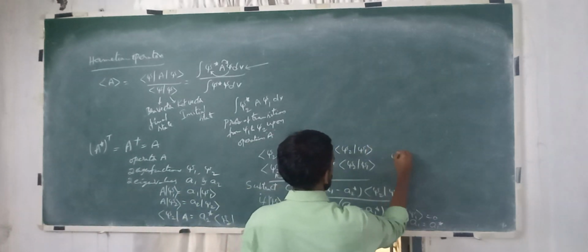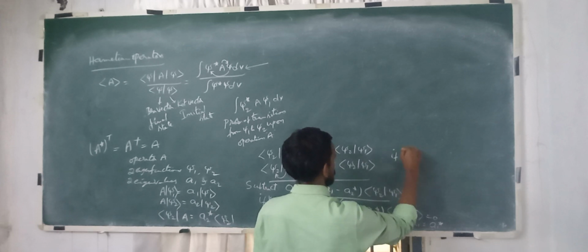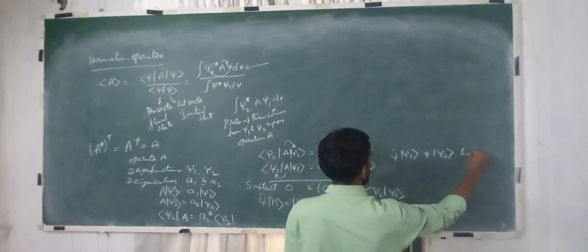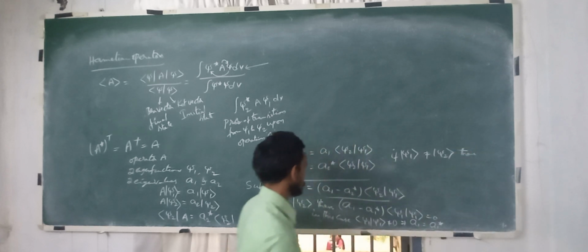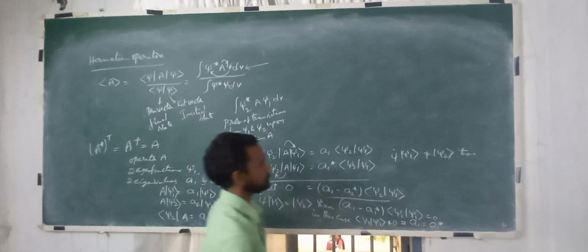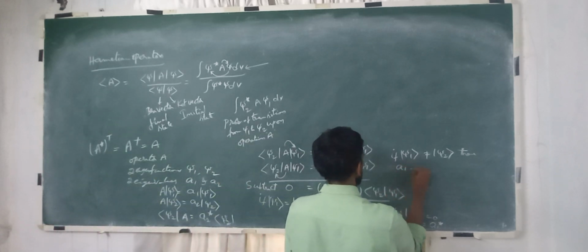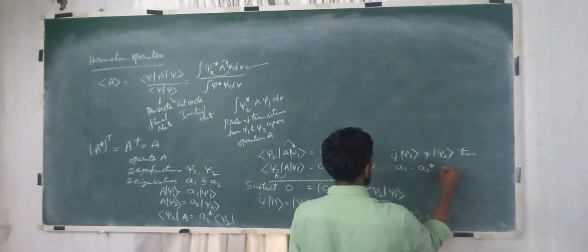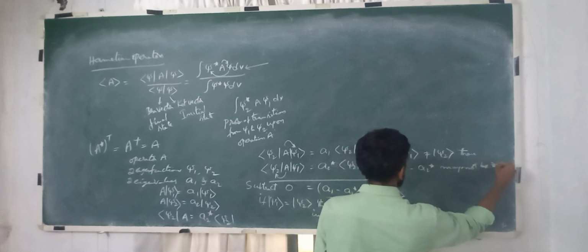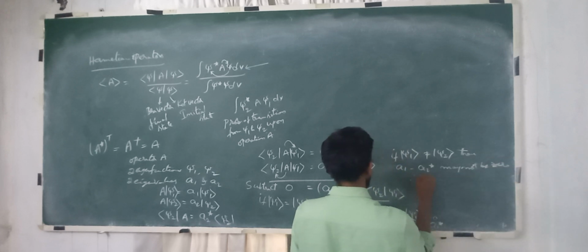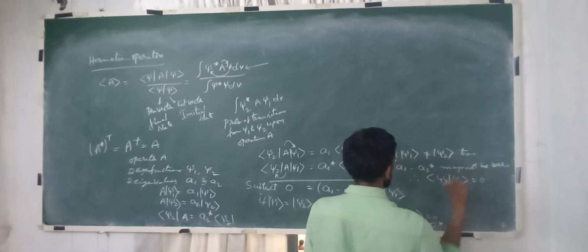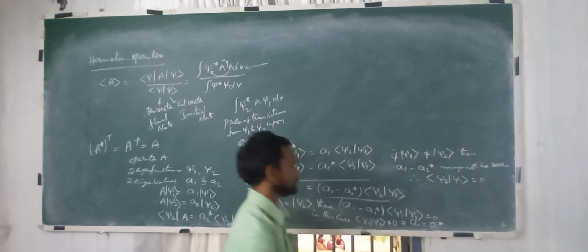And if psi 1 is not equal to psi 2, then a1 minus a2 star may not be 0. Therefore psi 2 psi 1 must be equal to 0.